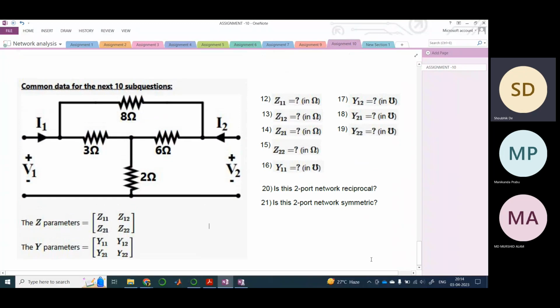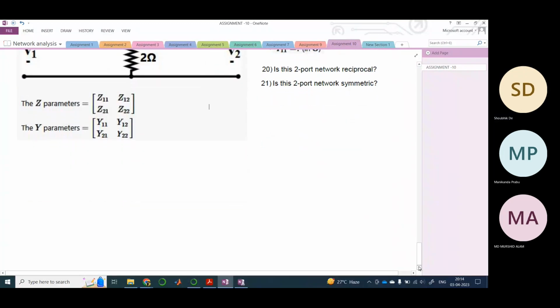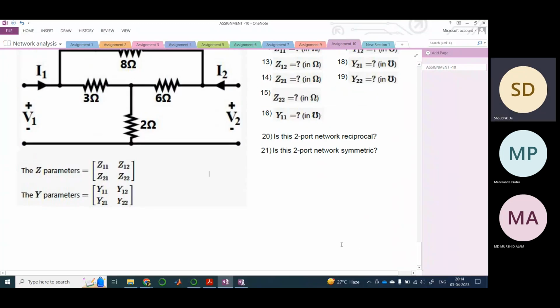So this is the circuit. Now, just give me 1 minute. Okay.